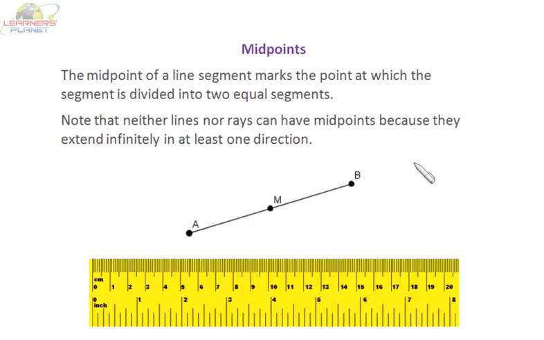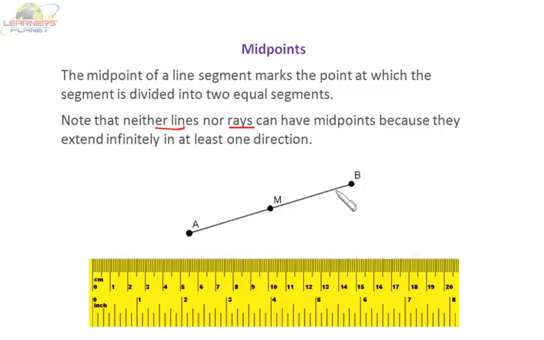Now let's understand what are midpoints. The midpoint of a line segment marks the point at which the segment is divided into two equal segments. Okay, now we have to be very clear that neither lines nor rays can have midpoints because they are extending infinitely in at least one direction. The line is extending infinitely in both directions, and the rays are extending infinitely in one direction. But the line segment, since it is fixed, we can find out the midpoint.